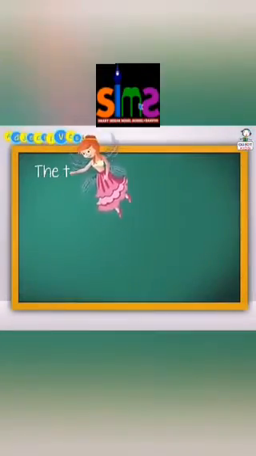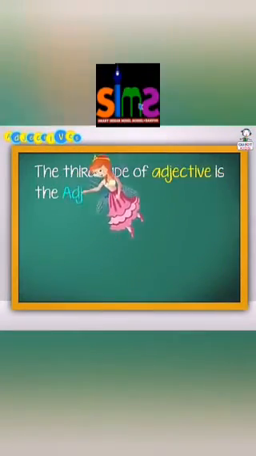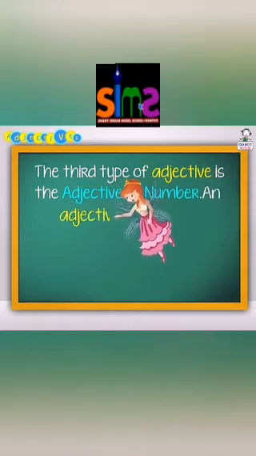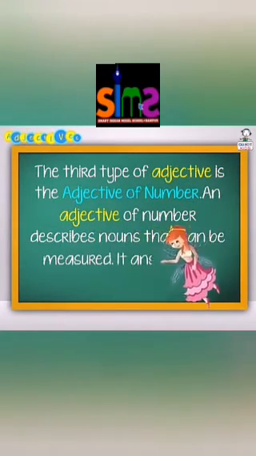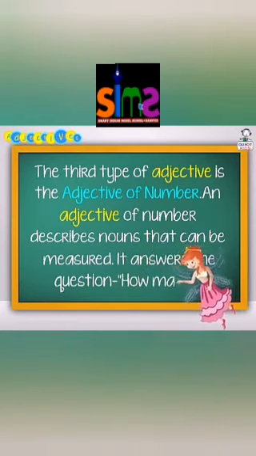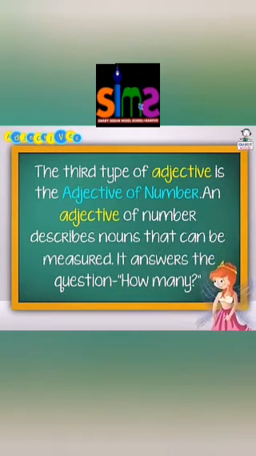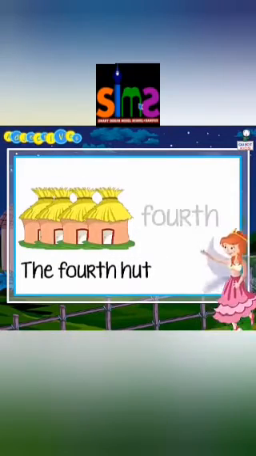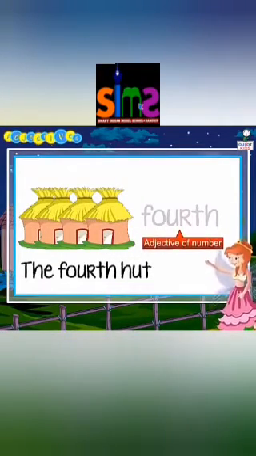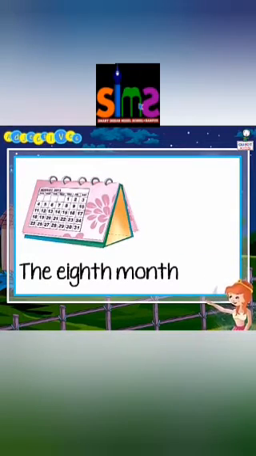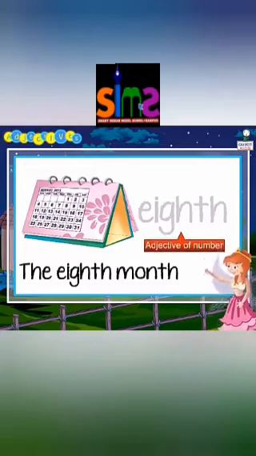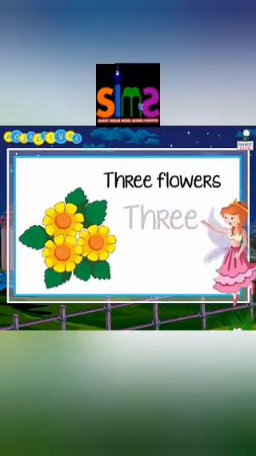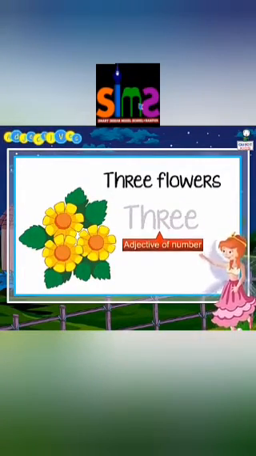Welcome friends! The third type of adjective is the adjective of number. An adjective of number describes nouns that can be measured. It answers the question, how many? The fourth hut. Fourth is adjective of number. The eighth month. Eighth is adjective of number. Three is adjective of number.